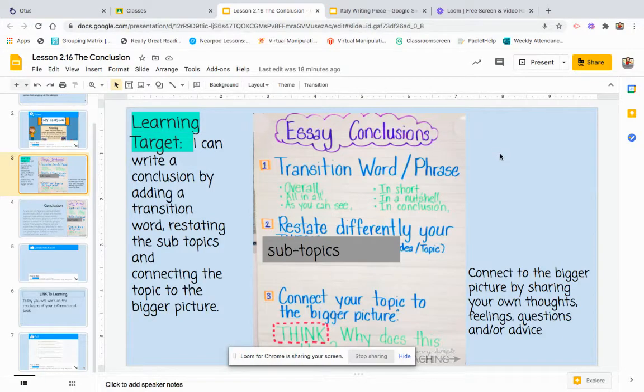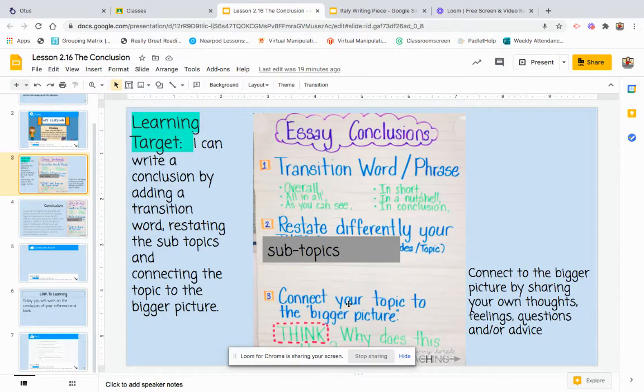I'm going to show you. I want you to watch me as I write my conclusion. So the three things that I'm adding to my conclusion are one, a transition word that shows my reader that I'm starting my conclusion. It can be overall, all in all, as you can see, in short, in a nutshell, in conclusion. Number two, I'm going to restate my subtopics once again, just like I did in the introduction.